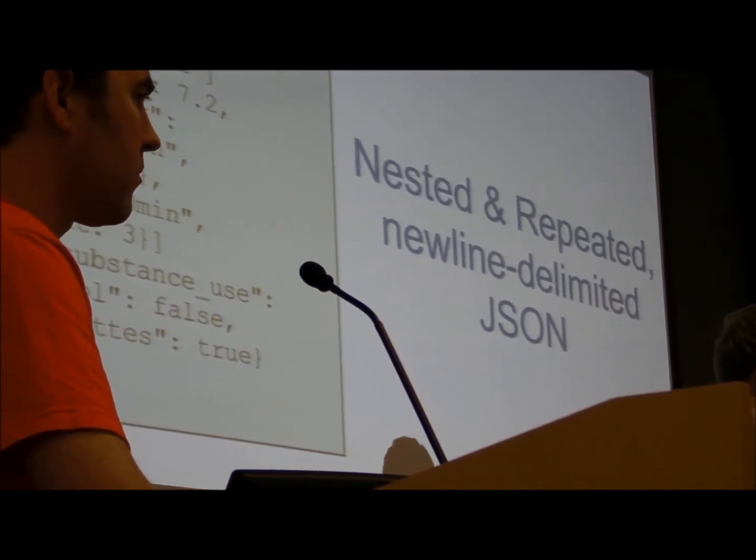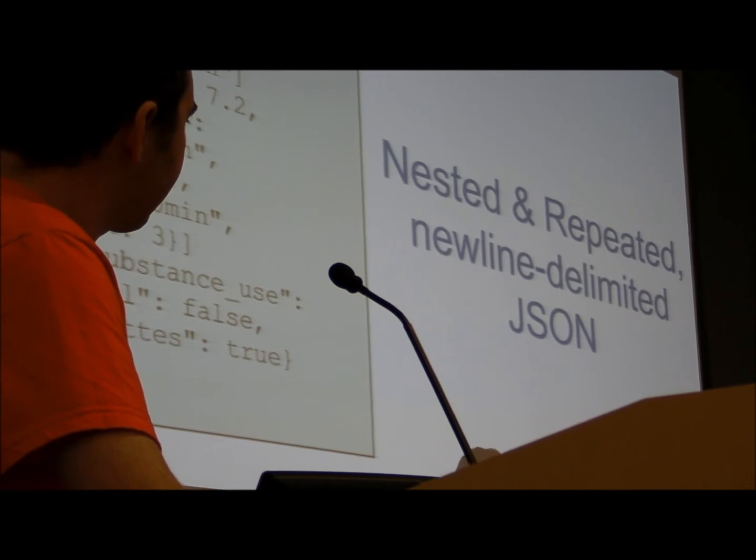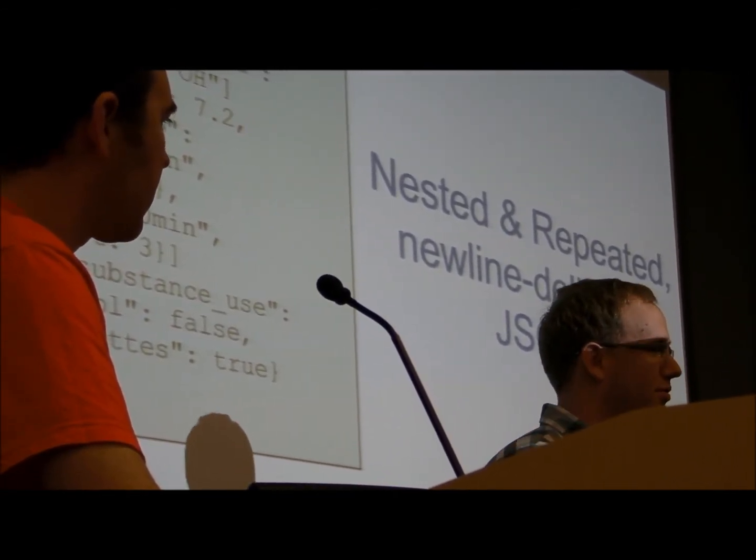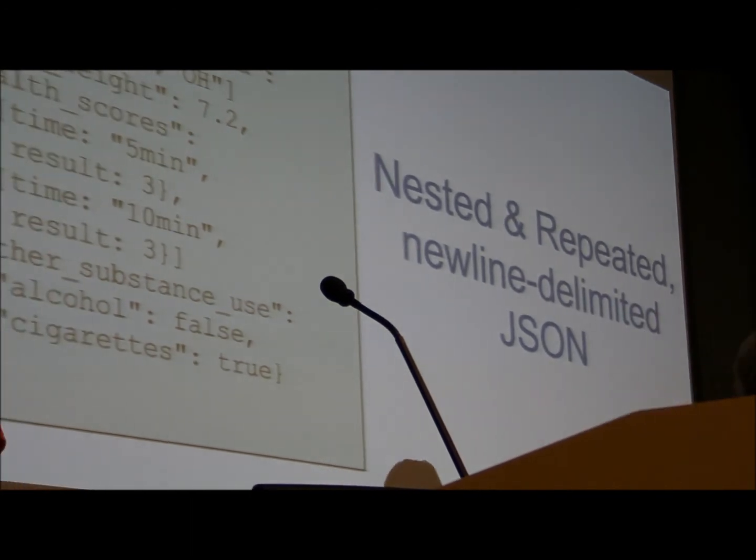What's the meaning of the new lines in this? The meaning of the new lines here is just to separate rows. So this in this case represents one row of data.